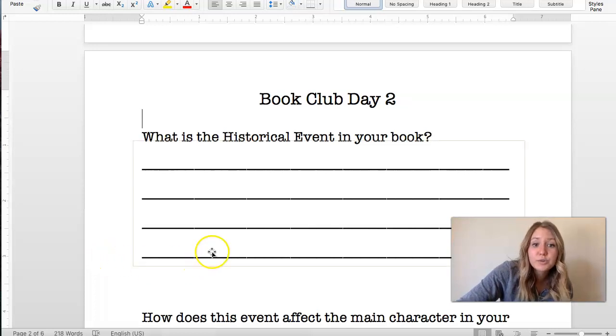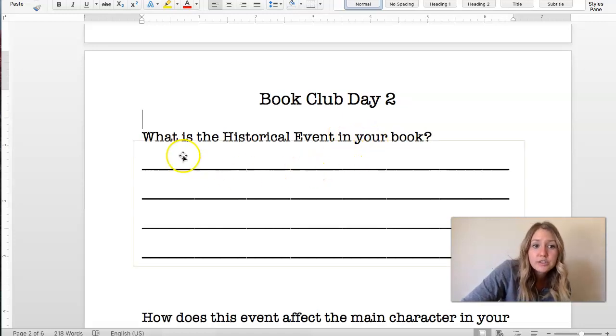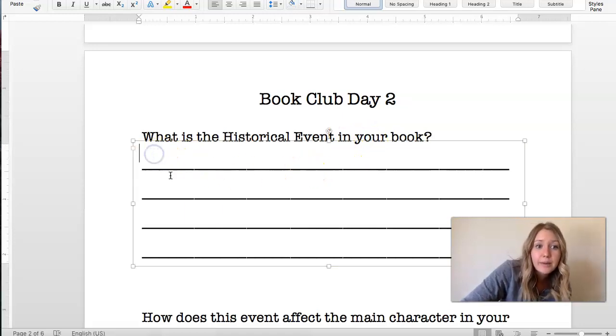Okay, so when you find the page in your packet for Book Club Day 2, the first question it asks is, what is the historical event in your book? So in reading Number the Stars, we know that the event that is happening is World War II. That's the real true thing that's happening in your book that actually happened in history. So we know that World War II really happened and Germany invading Denmark. So that's the event that our book is about. So that's the first timeline, the real timeline of what happened in history.